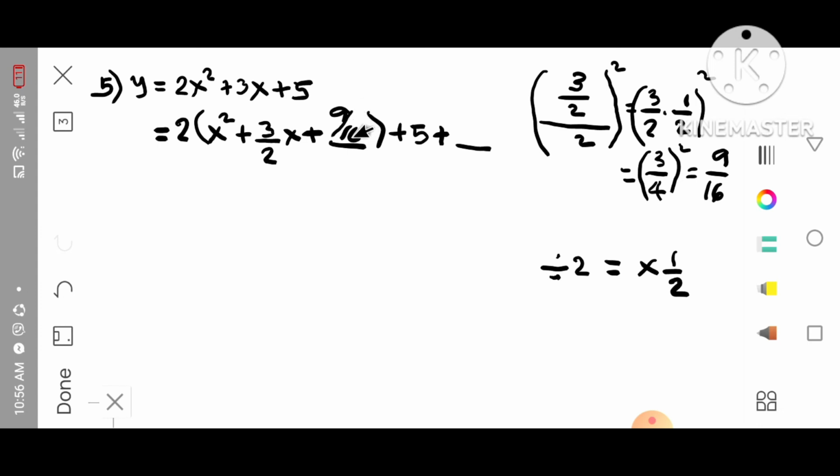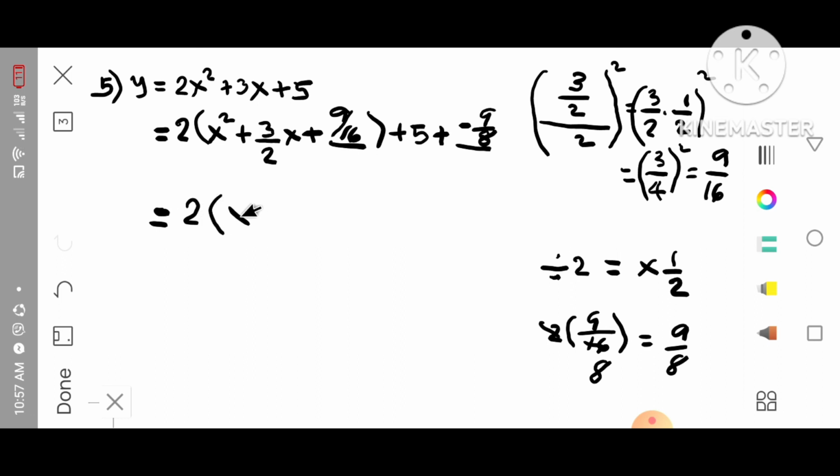So we add 9 over 16, di ba? And then we multiply 2 by 9 over 16, no? To offset, no? What we added to complete the square. Now, 2 times 9 over 16 is, we can cancel 2 and 16. So, magiging 9 over 8 na lang, no? So, we add negative 9 over 8 on the second blank, no? Okay.